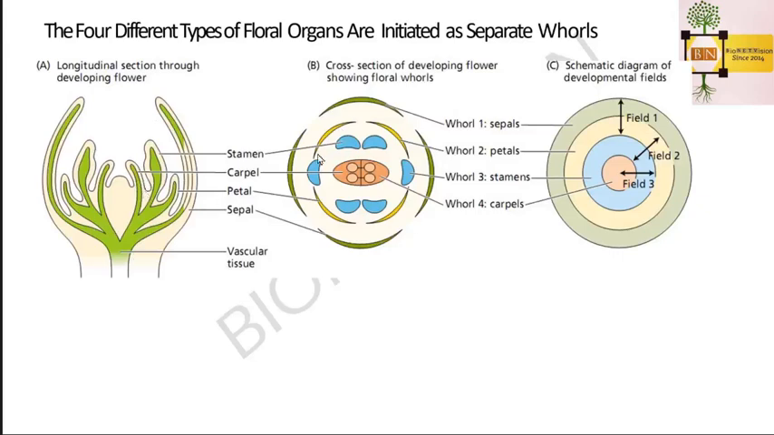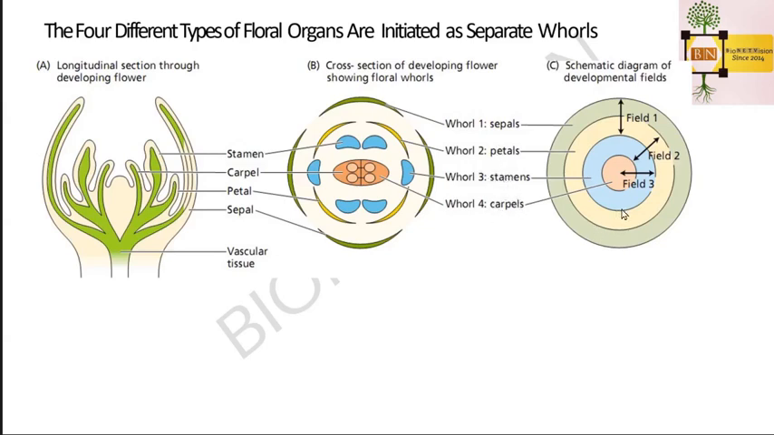We can see that the floral organs, which are sepal, petal, stamen and carpel, are arranged in successive whorls. What are whorls? Whorls are concentric rings. The outermost whorl is the sepal. Inner to the sepal is the petal. Inner to the petal is the stamen, and the innermost is the carpel.